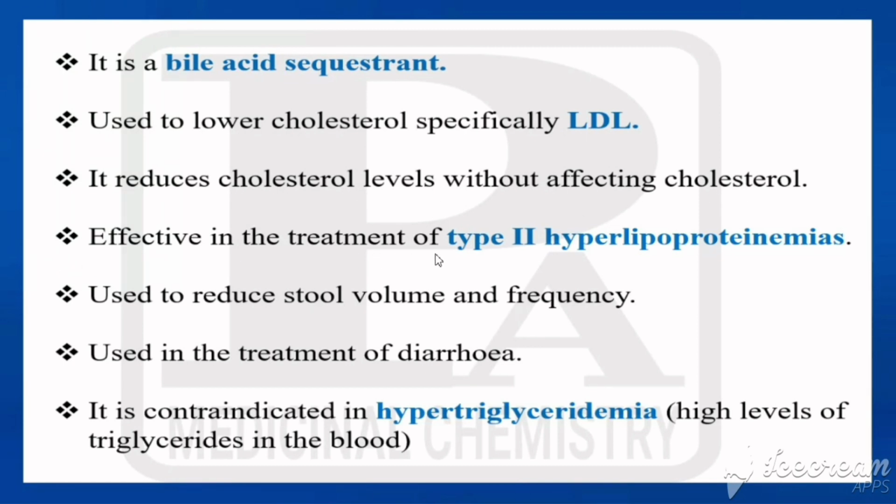It is used in the treatment of type 2 hyperlipoproteinemias. It is used to reduce stool volume and frequency. It is used in the treatment of diarrhea. It is contraindicated in hypertriglyceridemia. What is meant by hypertriglyceridemia? That is high levels of triglycerides in the blood.